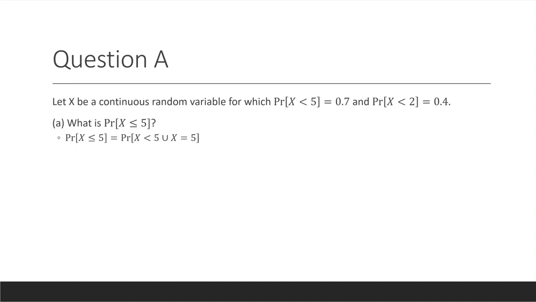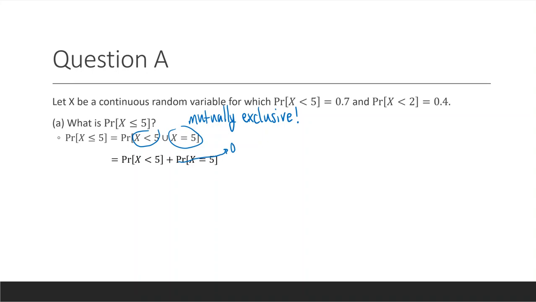Well, the first thing to notice is that the probability that x is less than or equal to 5 is the probability that x is less than 5 union x equals 5. But these two events here are mutually exclusive. And that means that the probability is the sum of the probabilities individually.